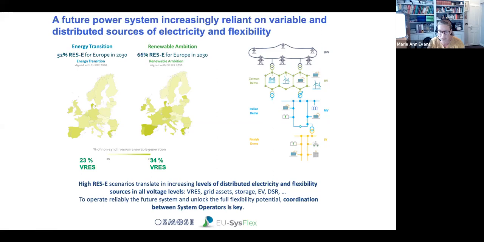So to operate the future system reliably, but also to unlock the full flexibility potential, coordination between the various system operators is key. If we can move to the next slide, please.